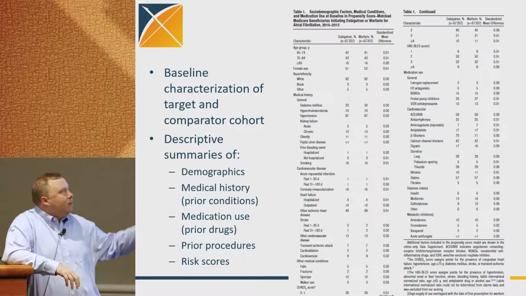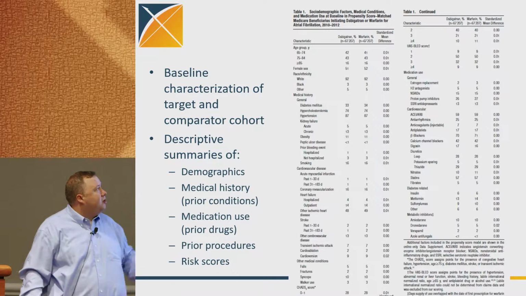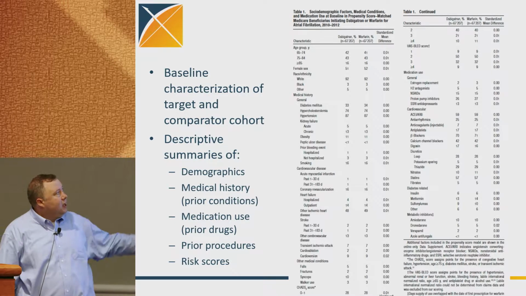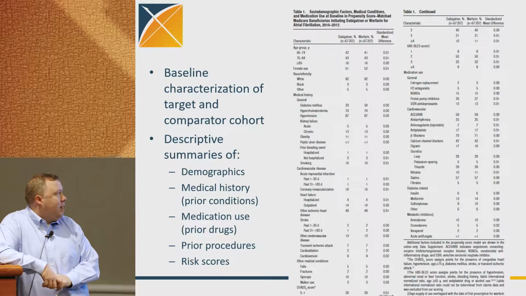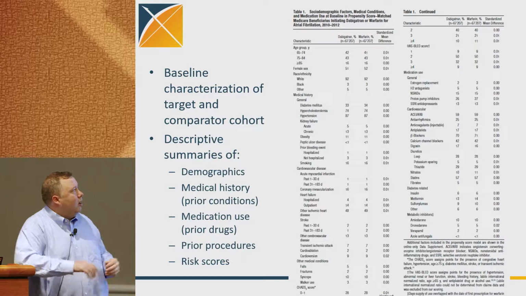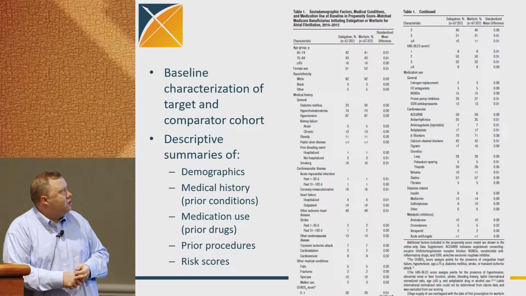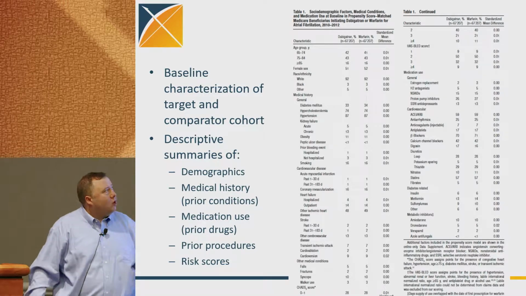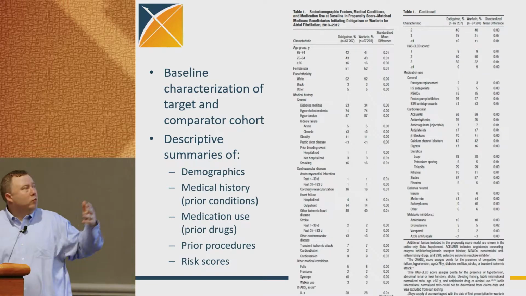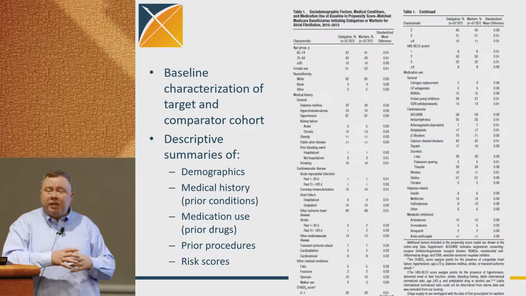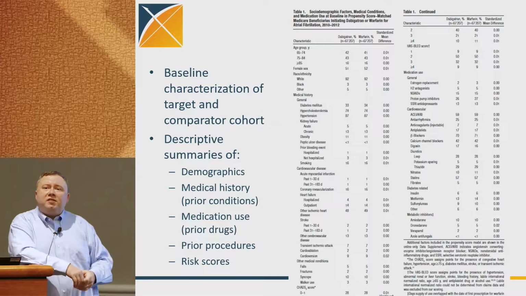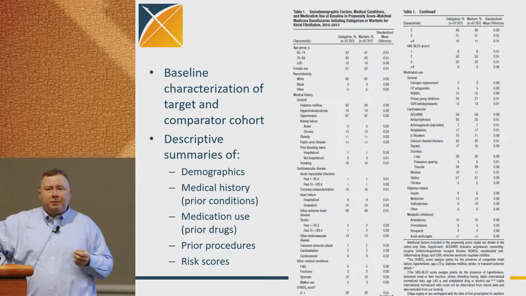It breaks them down by demographics such as age and gender and race and ethnicity. It looks at their medical history to look at prior conditions, prior medication uses, prior surgical interventions that have occurred. There's some risk scores in there in terms of their risk of having a stroke, their risk of having a bleeding. These are baseline characteristics that are described about this population.